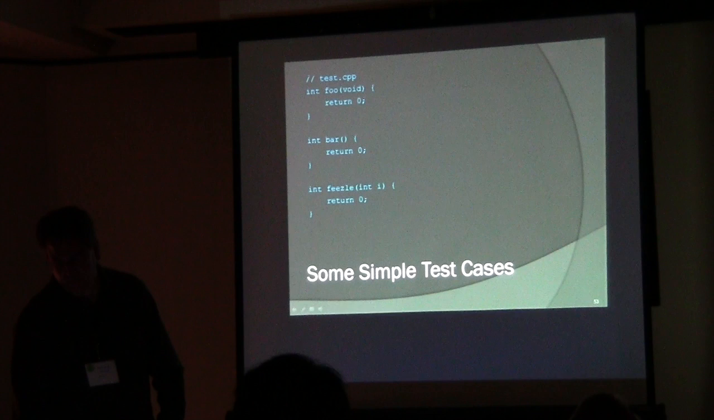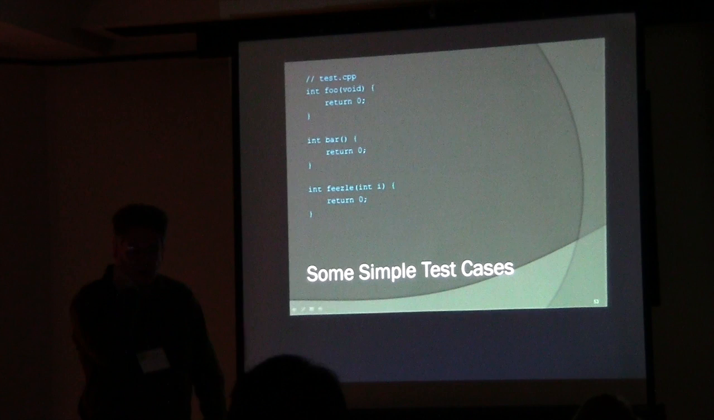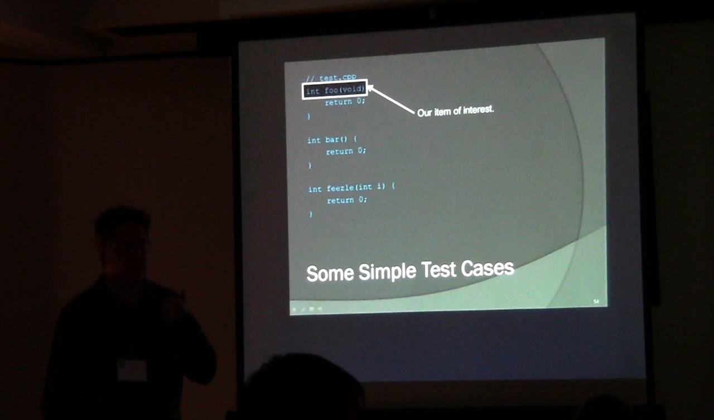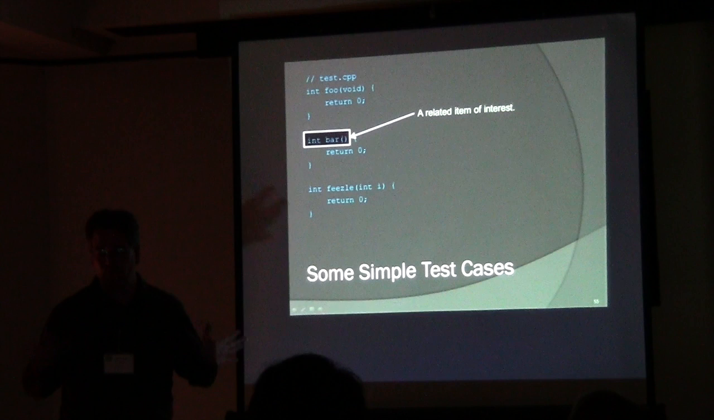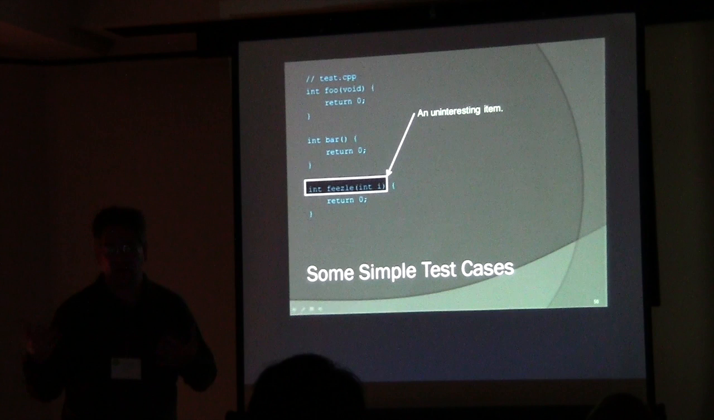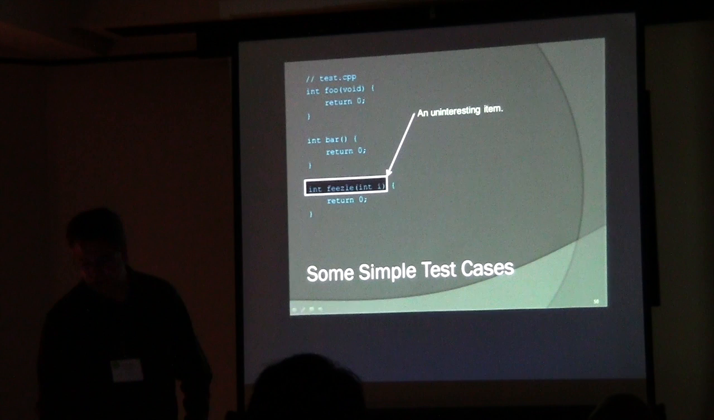And here is our little test case, our first set of test cases. This is one that we're interested in that has the void argument. This is the one we want to change. Here's a function that has no arguments but didn't have the void. That's related, but we want to leave that one alone. And then here's one that takes an integer argument. We want to leave that one completely alone. So we just put some simple variation in there to try to get things going.